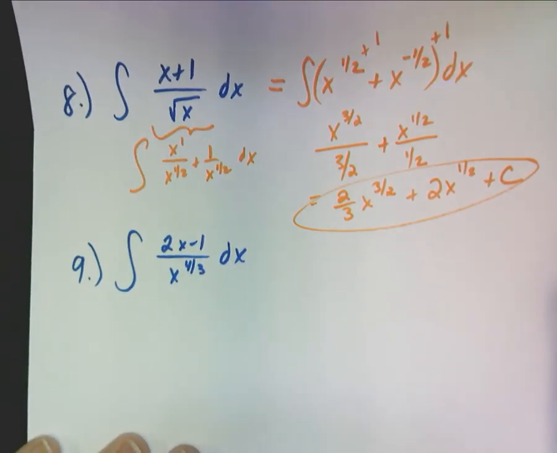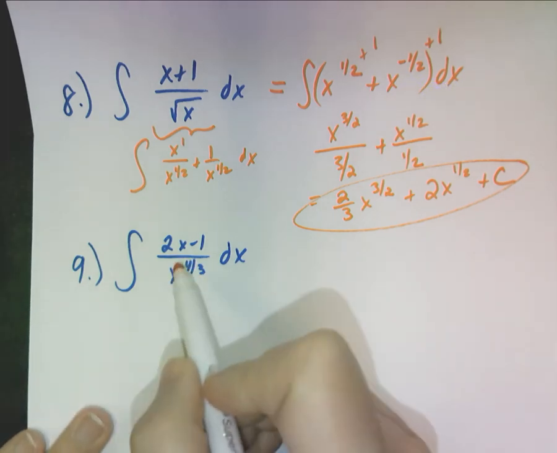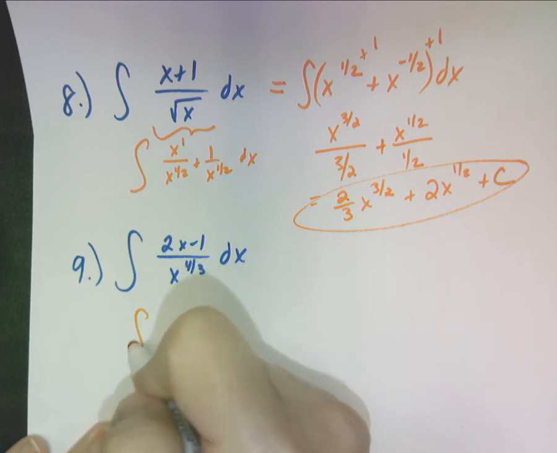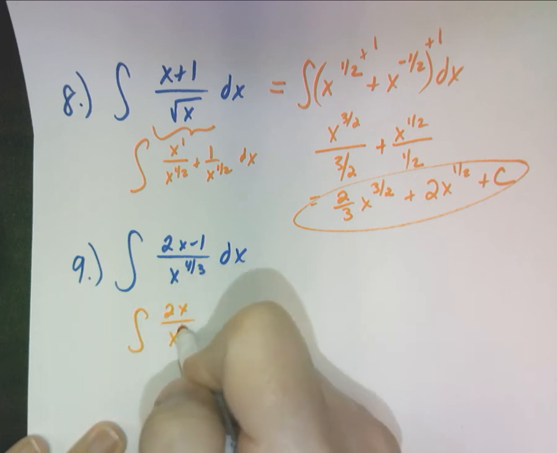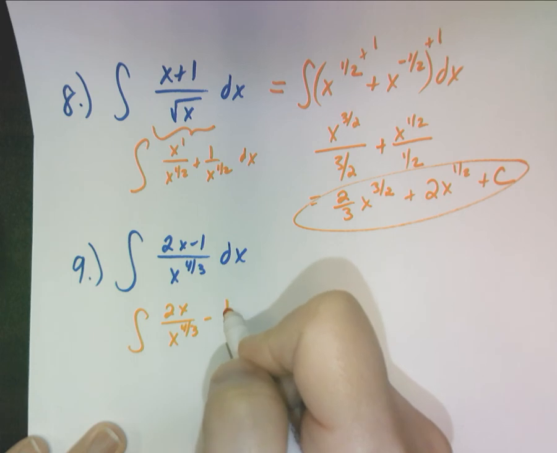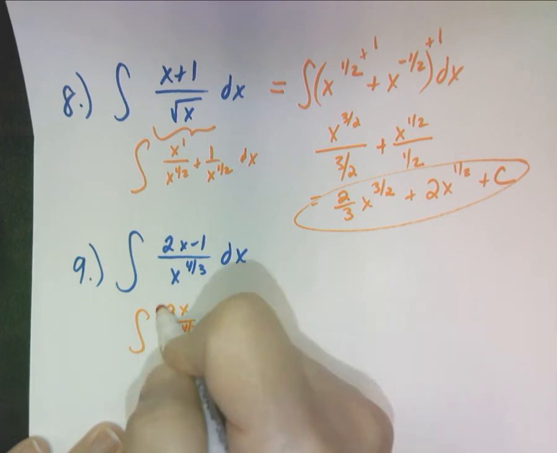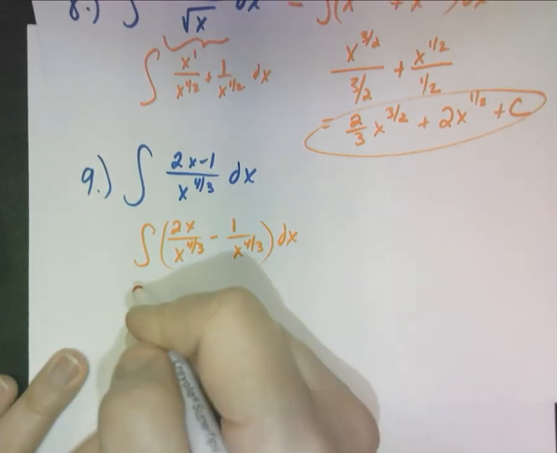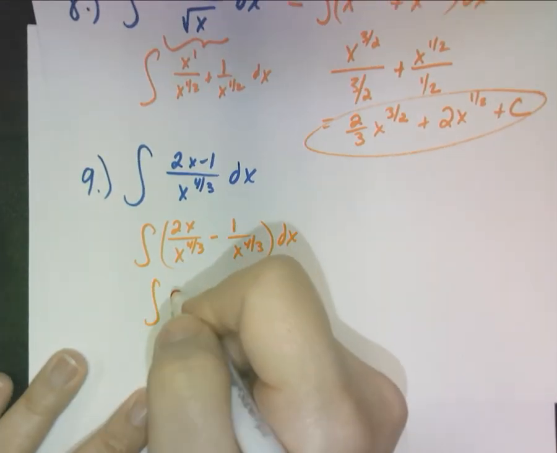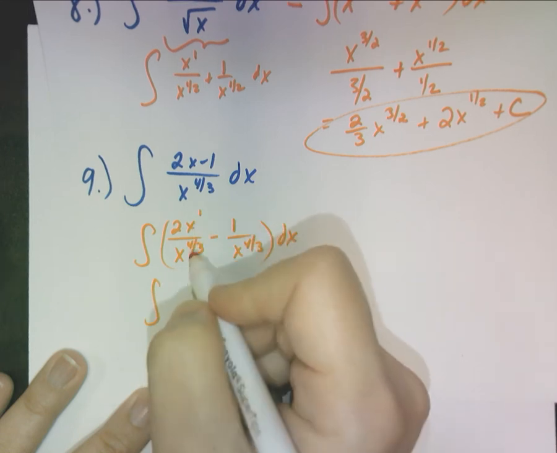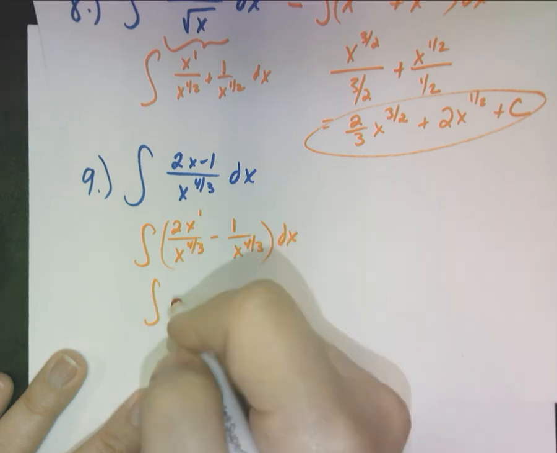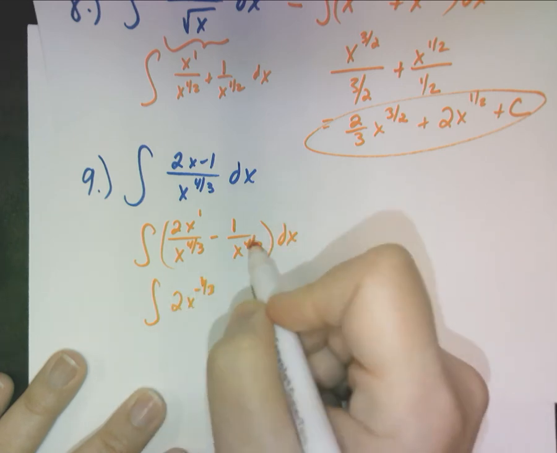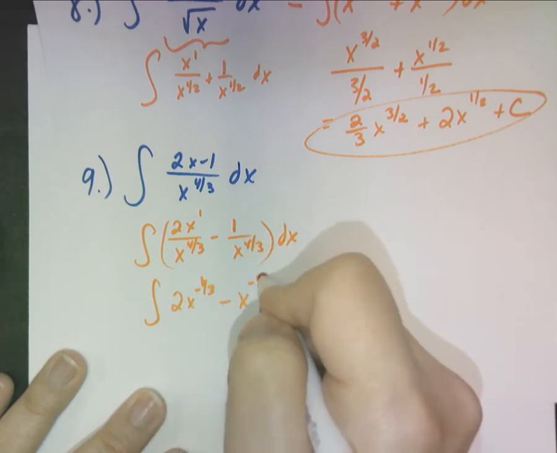Number 9, we're so close to finishing. Separate this. Anytime you have a monomial on the bottom, you can separate it under each one. So this would be the integral of 2x over x to the 4/3 minus 1 over x to the 4/3 dx. Simplify that even further. This would be, what's that? 1 whole, that would be 3/3. So really negative 2x to the negative 1/3. And then move this up. This would be x to the negative 4/3.